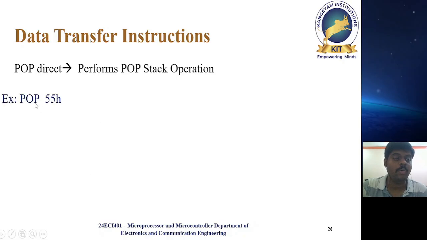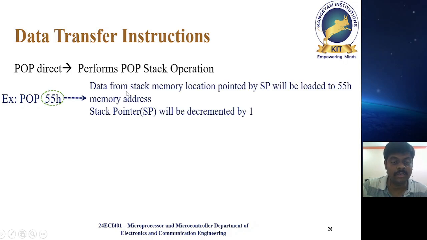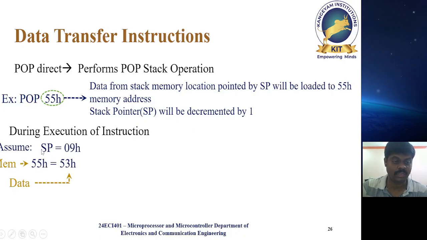So here, pop 55, what will happen? Whenever pop 55 comes, this 55 is nothing but a memory address which is going to be used for storing the data from the stack. From the example, assume that stack pointer equals 09, and 55 right now has 53 as data. The pop instruction reads the data from the stack and then stores it in the internal memory location. That is the pop operation.